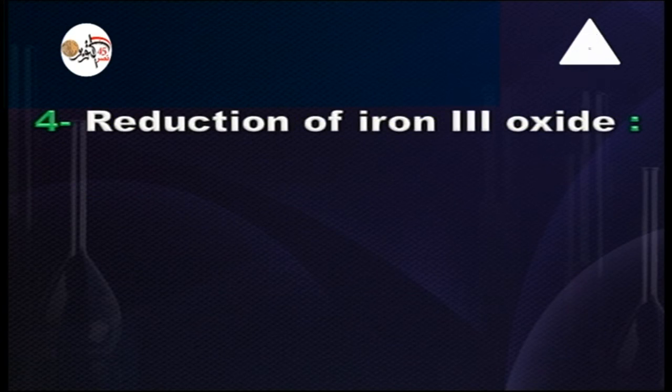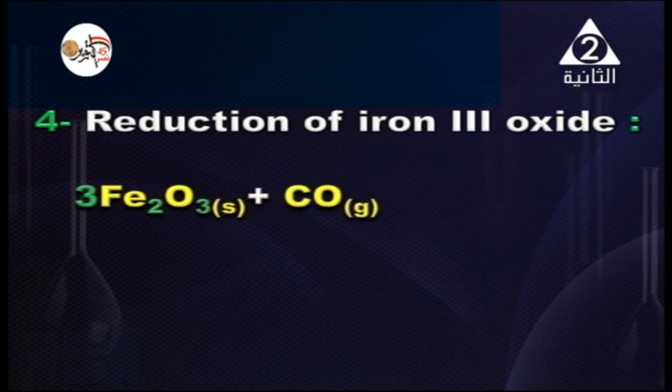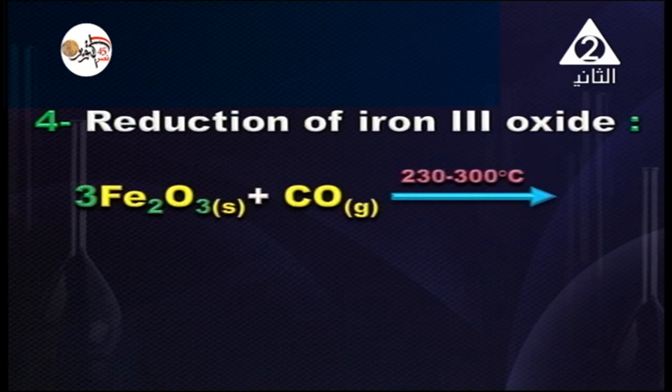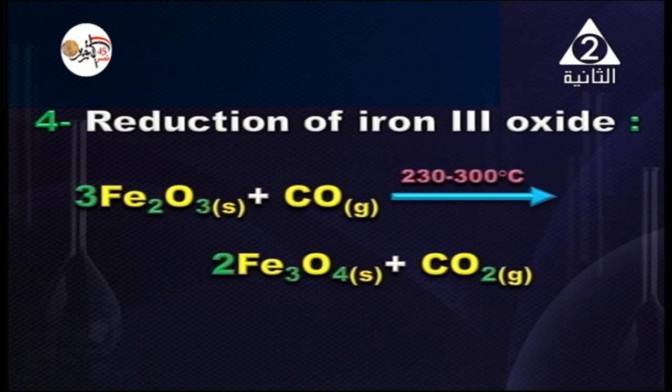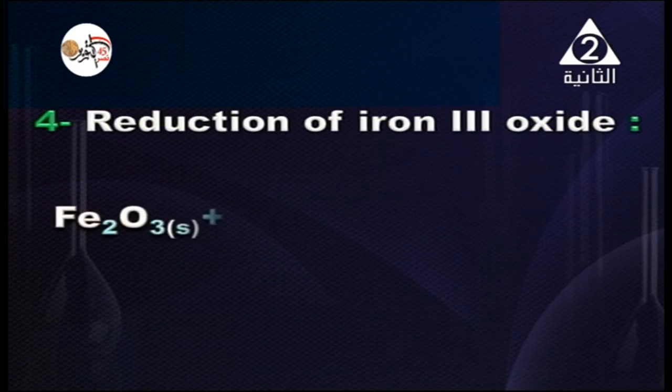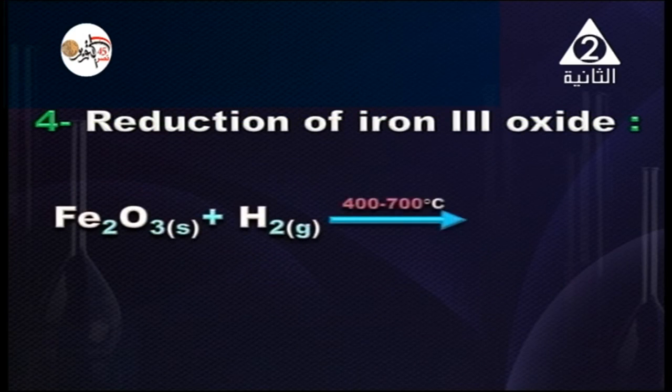The reduction of iron 3 oxide. Here iron 3 oxide reacts with carbon monoxide from 230 till 300 degrees Celsius, giving magnetic iron oxide and releasing carbon dioxide gas. Here the reduction takes place from 230 till 300.